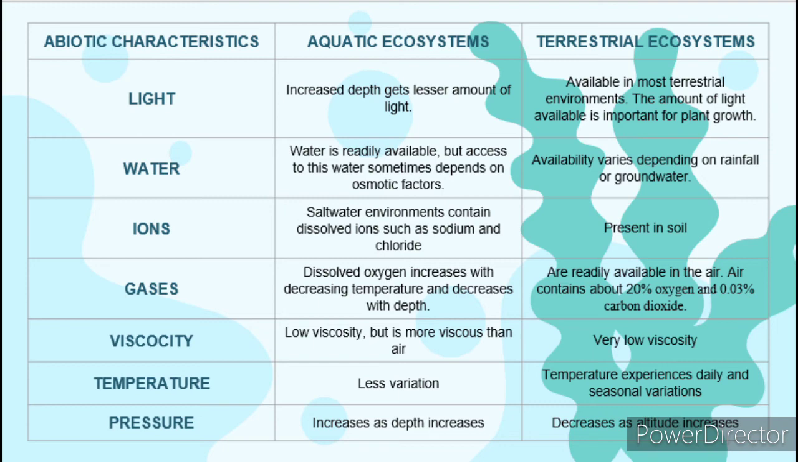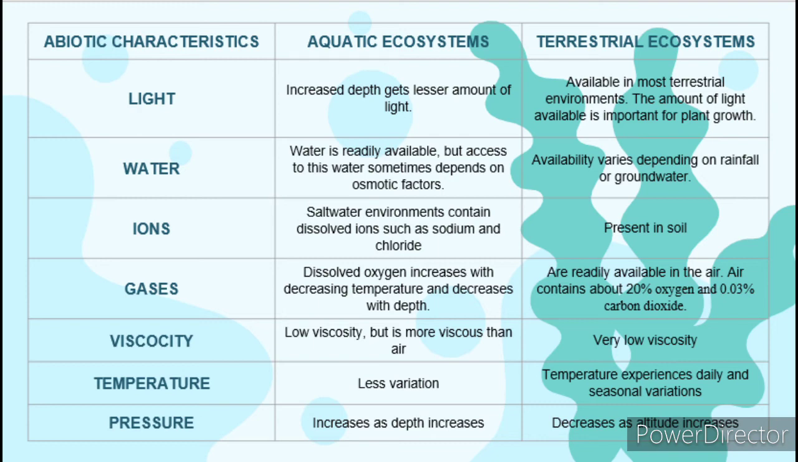Sa terrestrial ecosystem naman, light is available in most terrestrial environments. The amount of light available is important for plant growth. Itong light sa terrestrial ecosystem, hindi na to problema kasi kahit saan ka tumingin may light as long as may araw. So, in terms of water, it is readily available, but access to this water sometimes depends on osmotic factors.